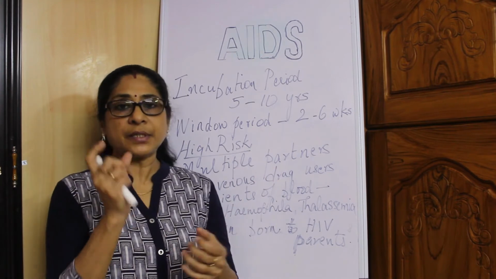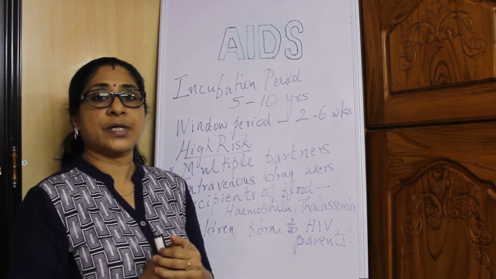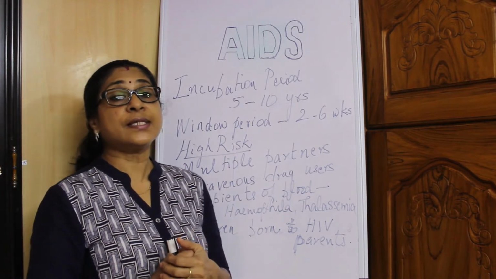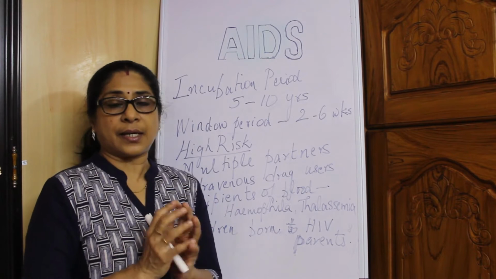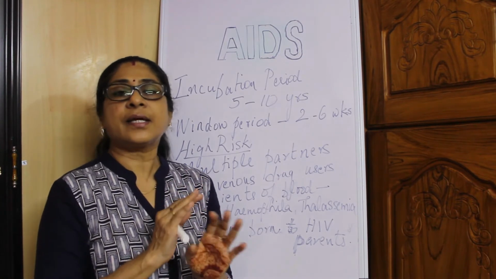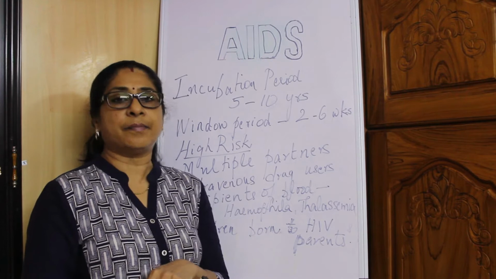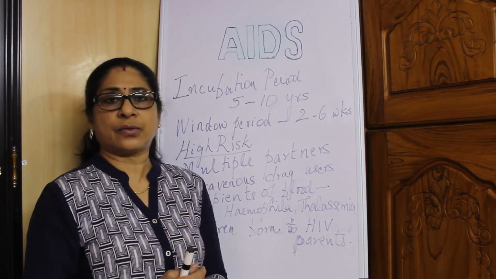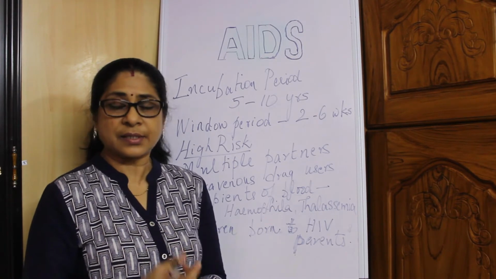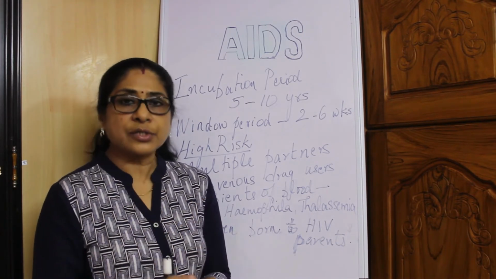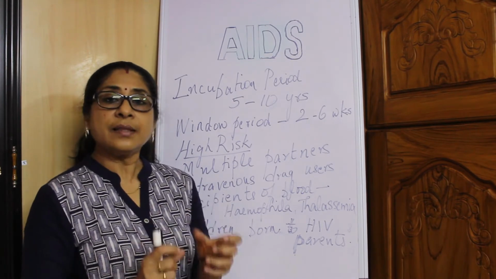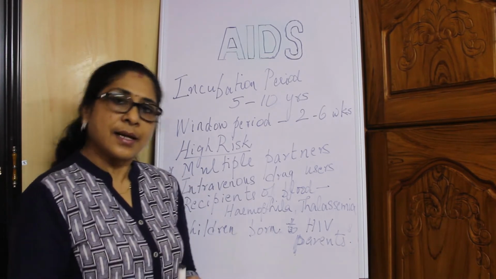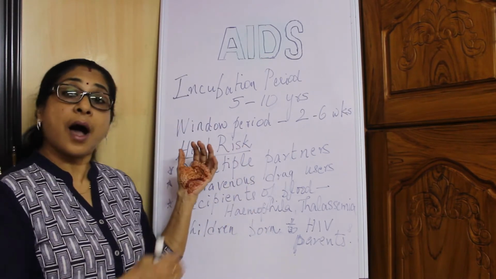But there is one particular period which is known as the window period, and the window period is 2 to 6 weeks. This is a time when the virus cannot be detected in the bloodstream by any of the tests. There are many tests like the ELISA test or the Western blot test. All these tests will not reveal the presence of the virus in the bloodstream, and that period is known as the window period. Let us now discuss the high risk group.